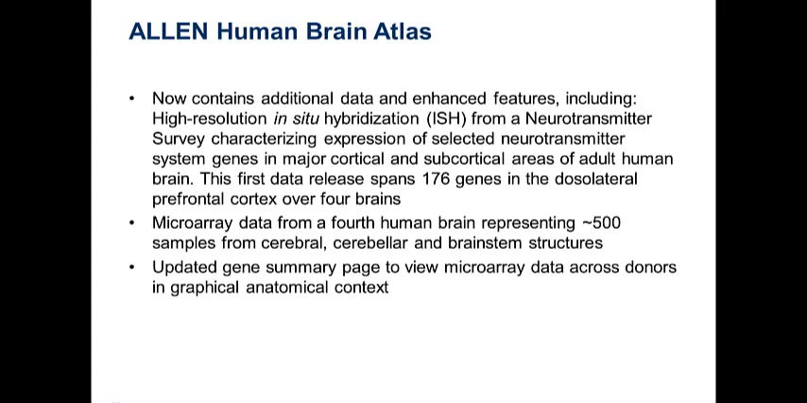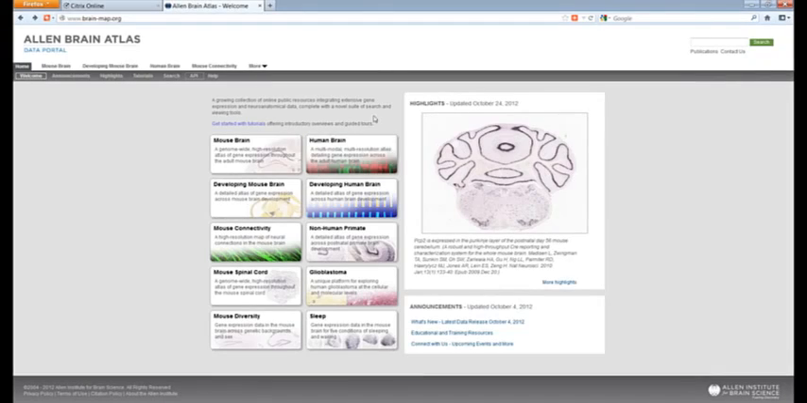What we've released so far is 176 genes just in a single region of the brain, the dorsolateral prefrontal cortex. And we have that for 4 distinct brains. We also have microarray data from a 4th brain, and then we have an updated gene summary page. So I'm going to take you to the application so that I can show you each of those things.